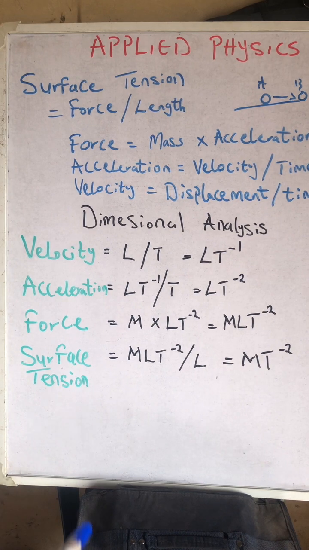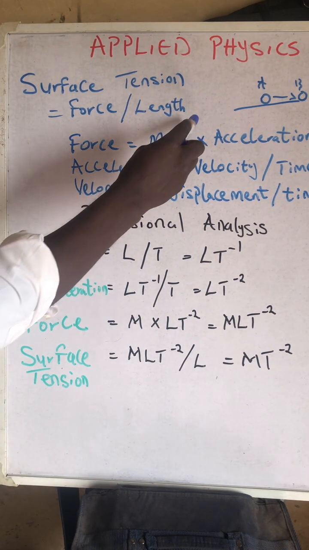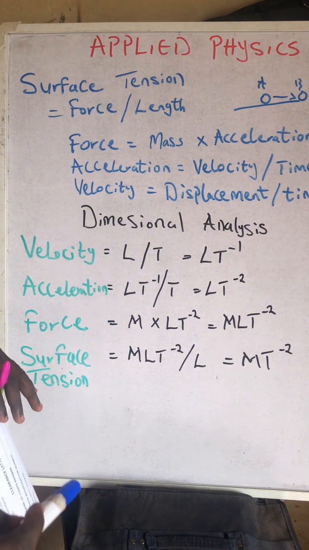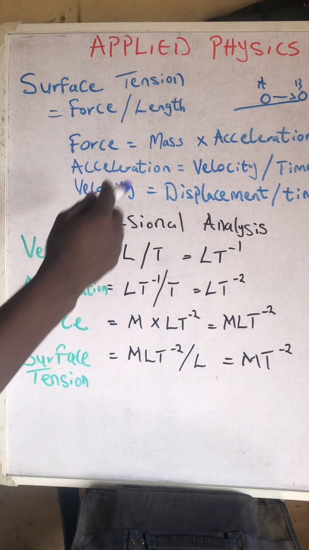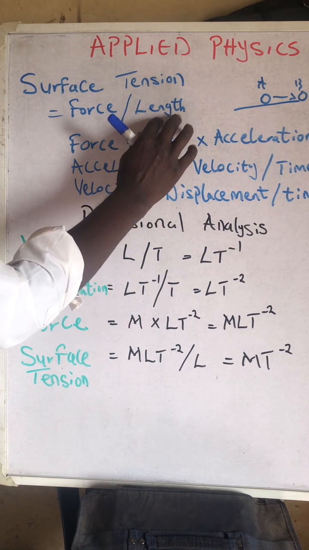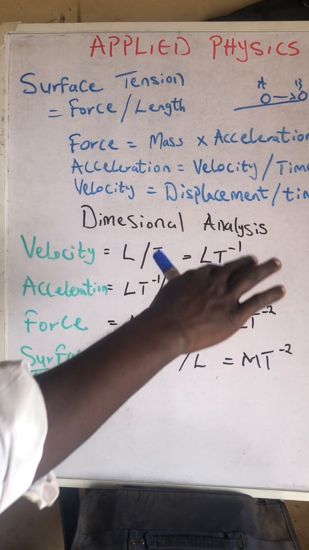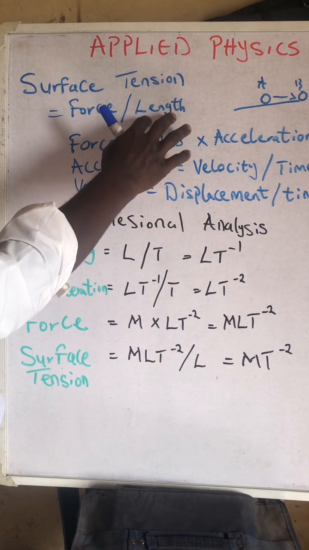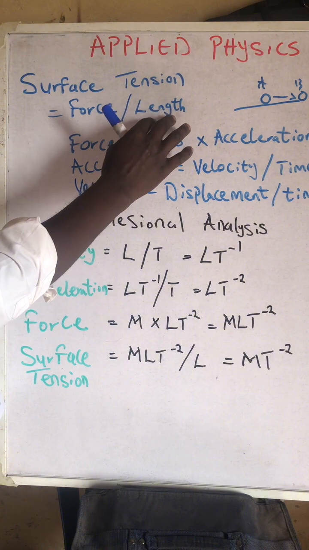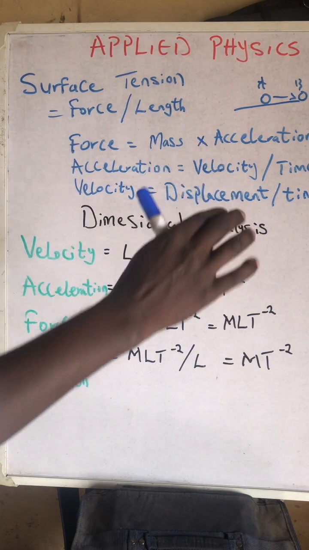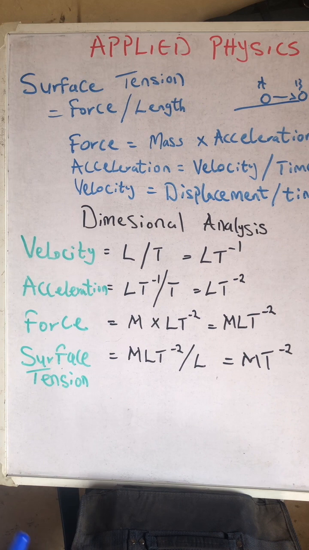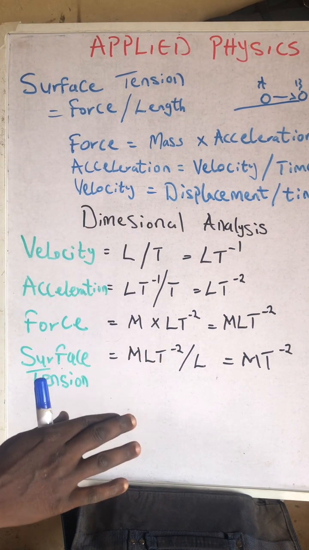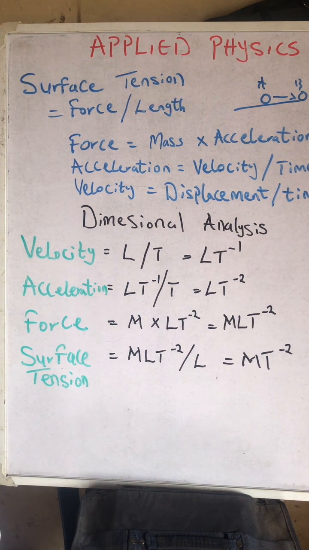And you know that length is measured in meter. Meter is a fundamental unit, so we are not breaking this length down into another unit, because it's a fundamental quantity, and it has a fundamental unit. But force is a derived quantity, and it has a derived unit.